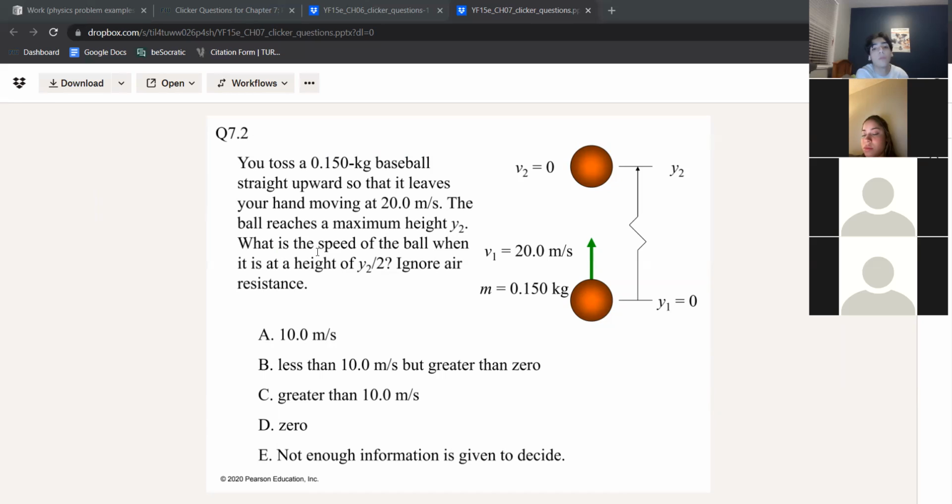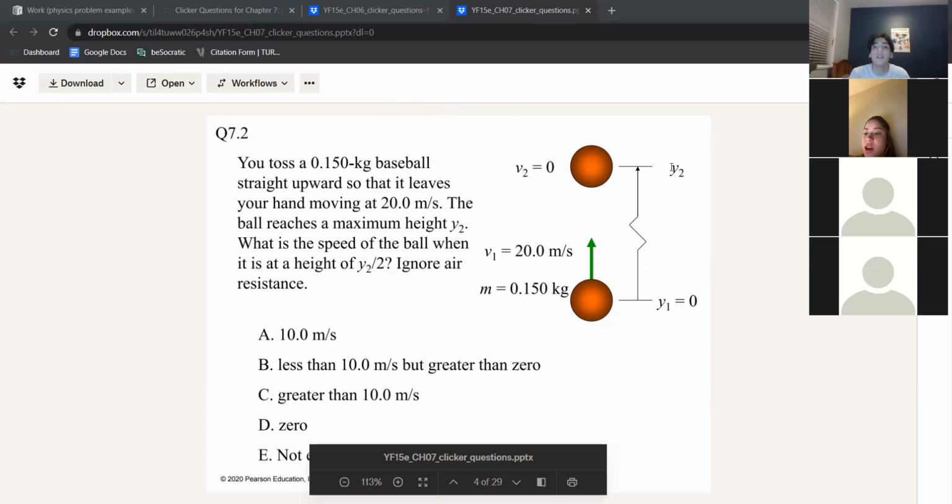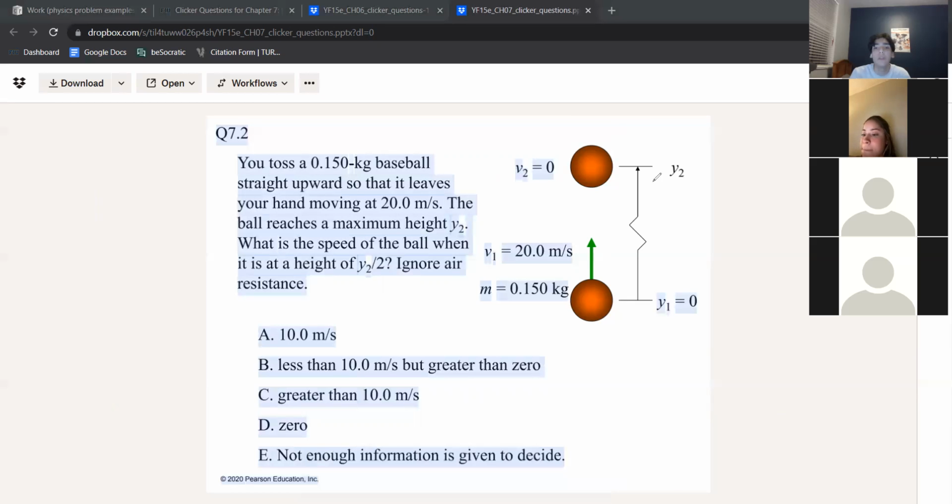So I guess it should still be 0. Well, no, actually, never mind. I thought it was asking for the speed at y2. Wait a minute. So we see y2 is the higher one, and it's asking for y2 divided by 2. I feel like it should still be 0, right? Because if you throw something up, gravity is going to act on it, and it's going to reach a maximum height, stop, and basically be weightless. I think it's v1 divided by 2.